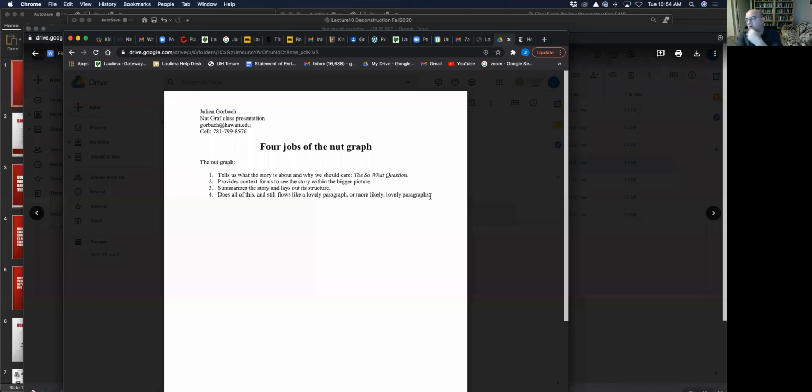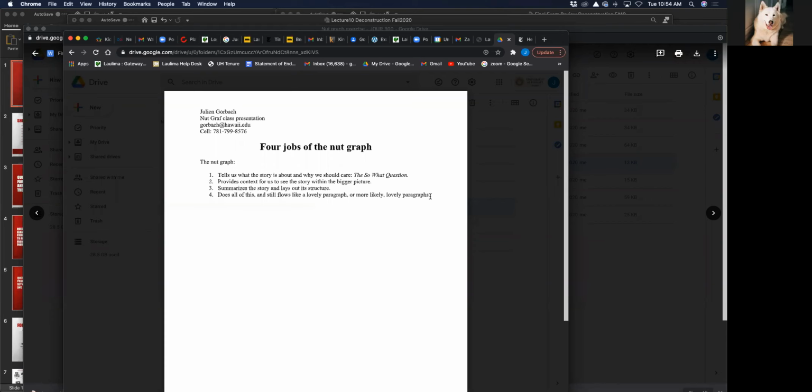Now, why do you think this is really helpful to you as a writer if you're writing a feature? Think about what you guys are going through right now in writing these, or in putting together these final projects. Why would job three and job four of the nut graph be helpful to you as a writer?